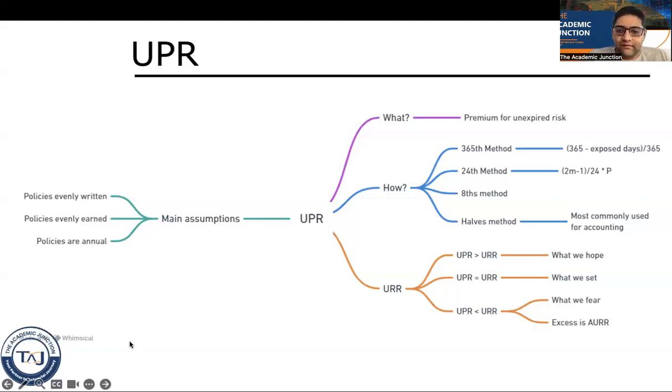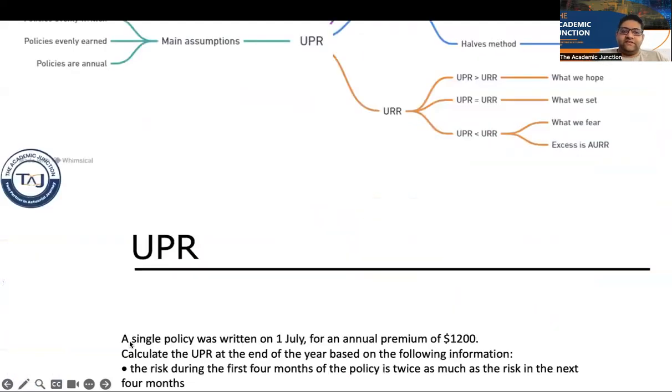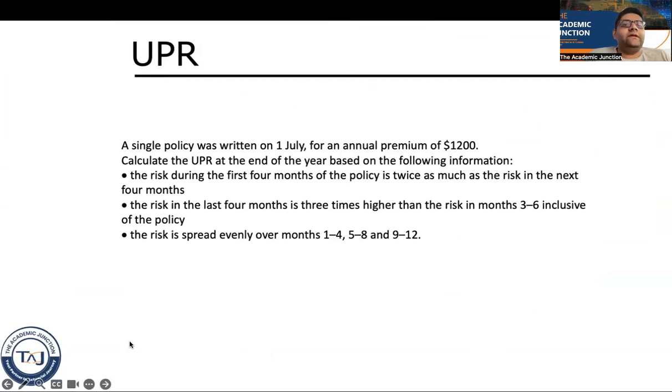Okay. Sure. Let's get to our first question. Please take a look at it. It's a fairly simple question. The question here is you have to calculate the UPR at the end of the year, being 31st December. We've taken an annual premium of $1,200. I've given you parameters for how the risk is going to vary over the year. So remember, the second assumption is already broken here. The risk is not evenly earned here.